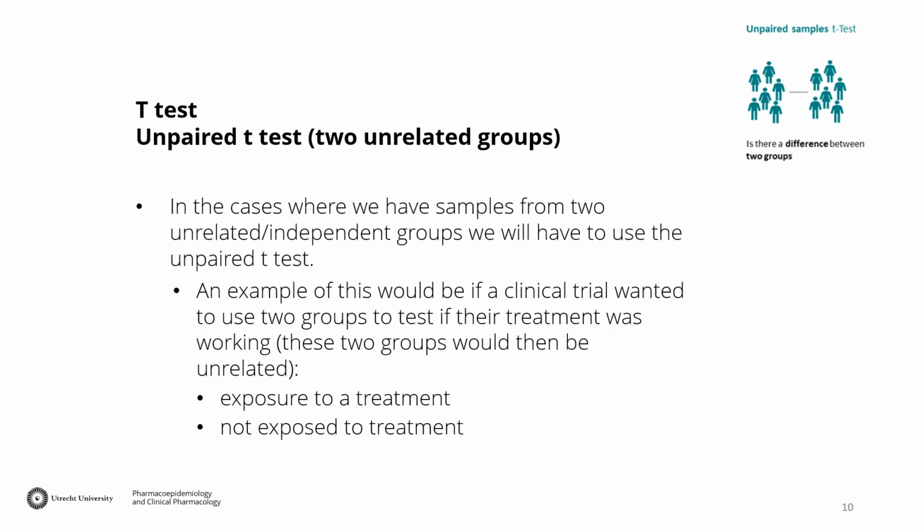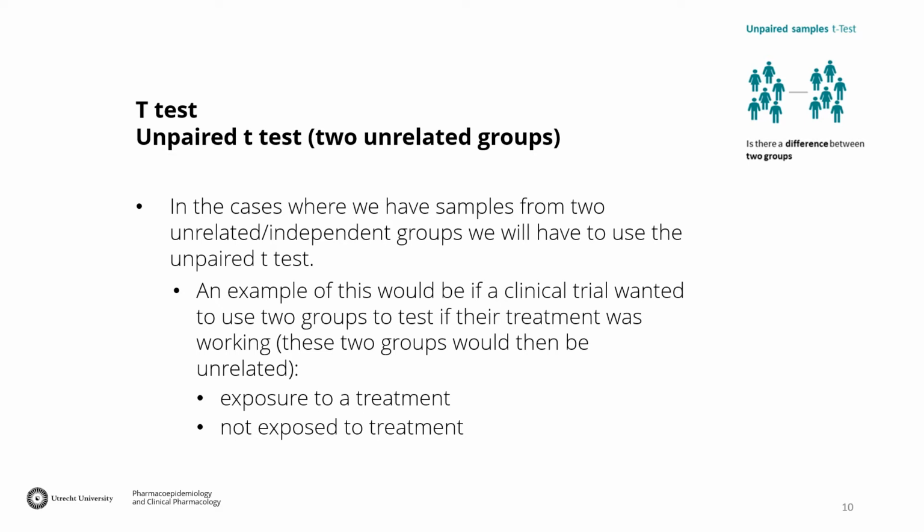For the third of the t-tests that we have, we have the unpaired t-test. This is a test between two unrelated groups. So we typically want to see if there's a difference between group A and group B. In this case, we have samples from two unrelated, independent groups, and we'll have to use the unpaired t-test then.